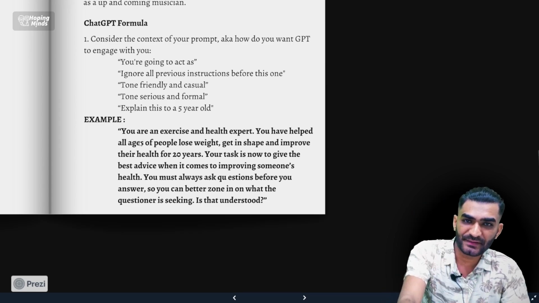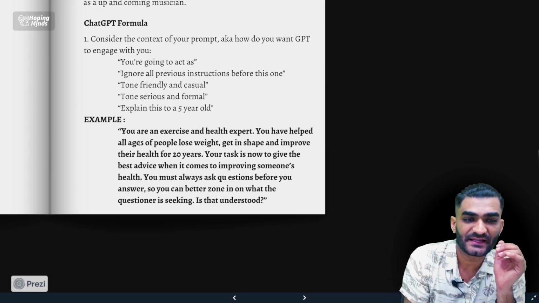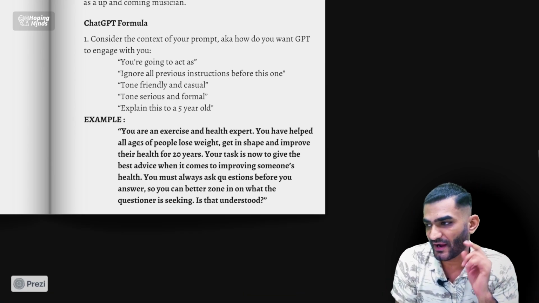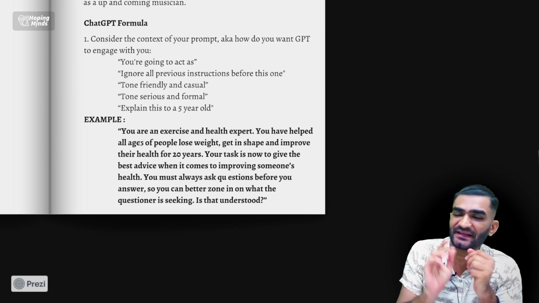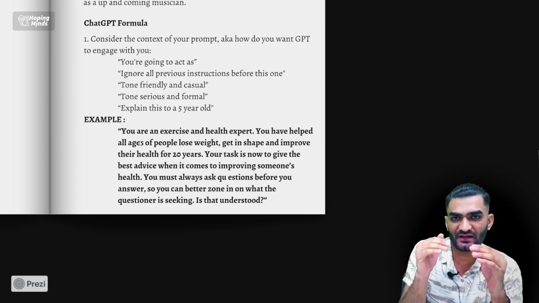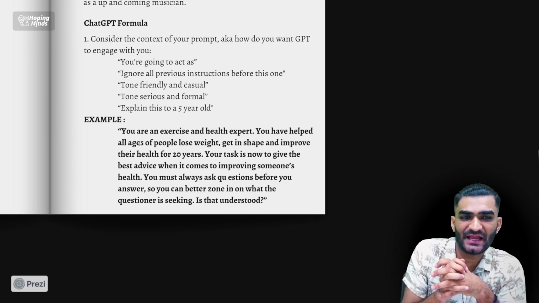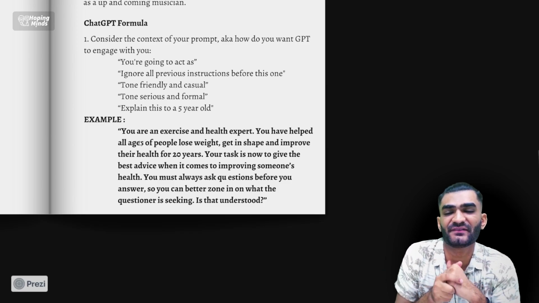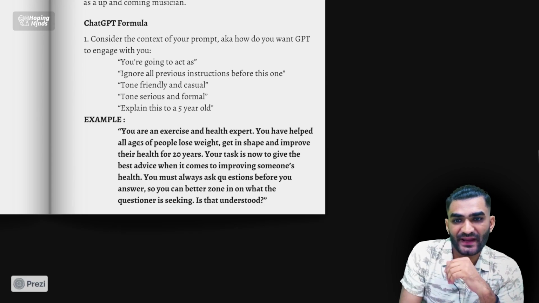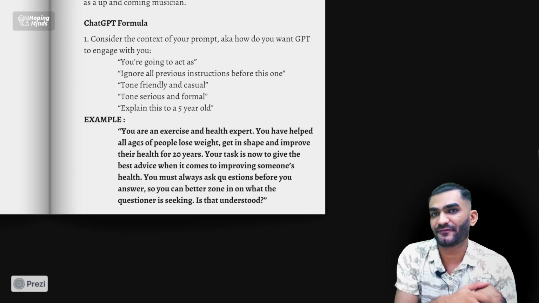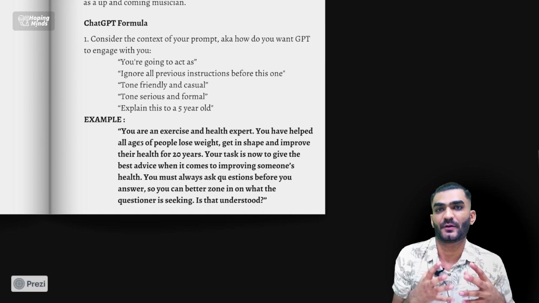So this is an example for you guys. Now there's an activity for you. Just try ChatGPT in layman terms: okay ChatGPT, I want to reduce my weight, can you please help me with that? And then try this prompt. You will get the difference. And that is what an effective prompt is.